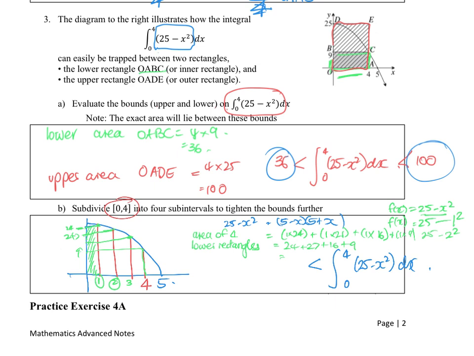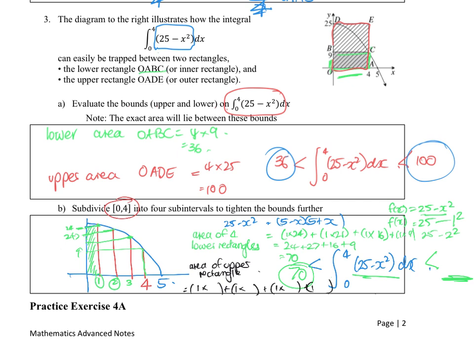When you add that up, you get 70. So that's going to be the number that's here. This area is going to be between 70, and now we're going to find out what this number is. All right, so the area of upper rectangles. Same deal. They're all going to be 1 times something. See if you can think what the number is for the first one.